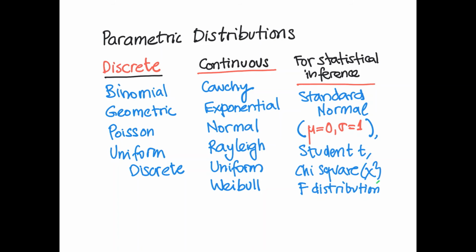In the Statistical Tools plugin in SMath Studio, they have predefined values of the PDF and the CDF of the following distributions: binomial, geometric, Poisson, uniform, and discrete for the discrete distributions; Cauchy, exponential, normal, Rayleigh, uniform, and Weibull for the continuous. And for statistical inference, we have the standard normal, which is just another normal, but with mean 0 and standard deviation 1, Student t, chi-squared, and the F distribution.